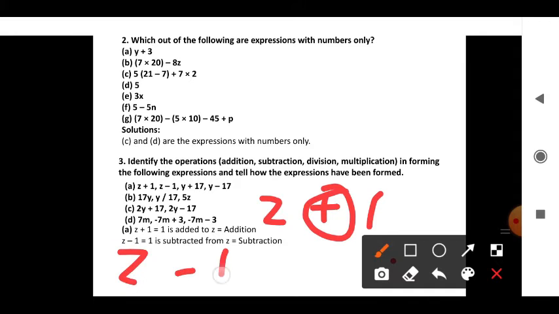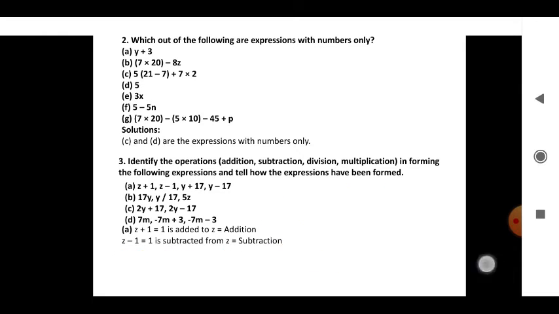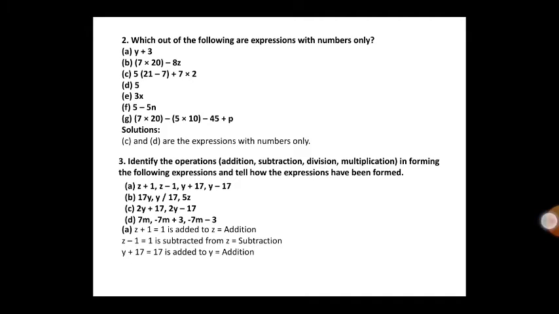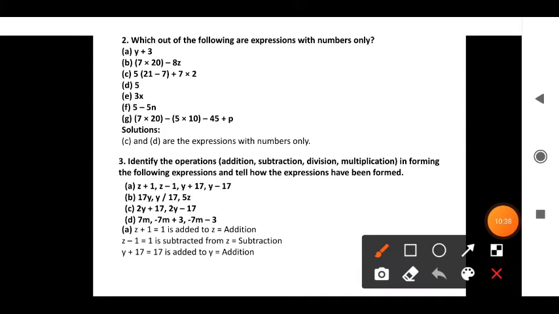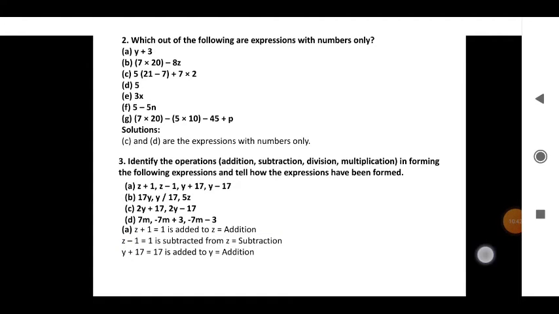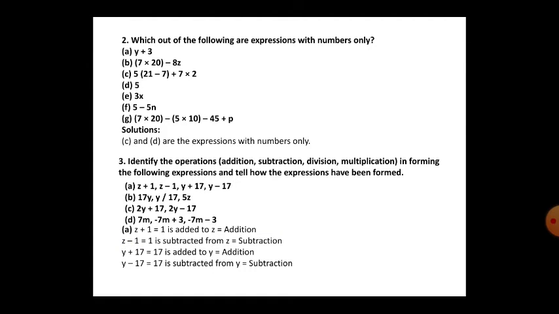z minus 1 means z minus 1 here. See, minus is subtracting, so z is being subtracted. Your z you are subtracting. y plus 7. So in y plus 7, plus is there. So plus means y you are adding. y minus 17 means subtraction. y you are subtracting.